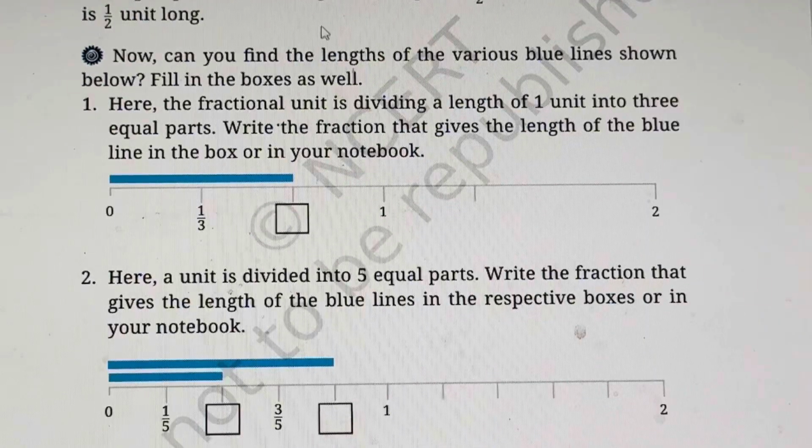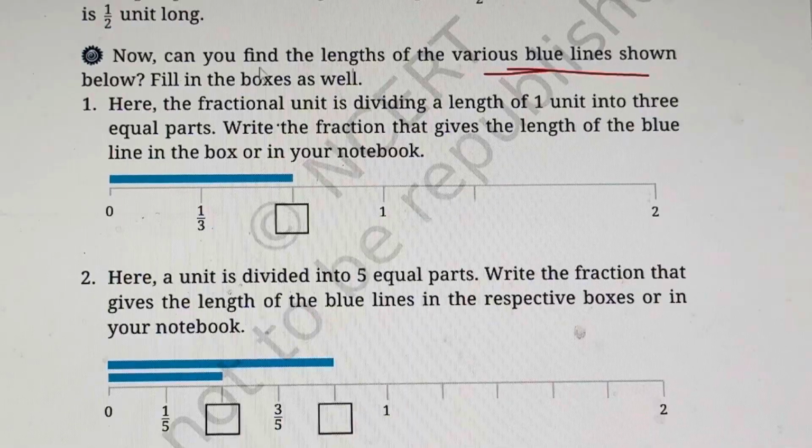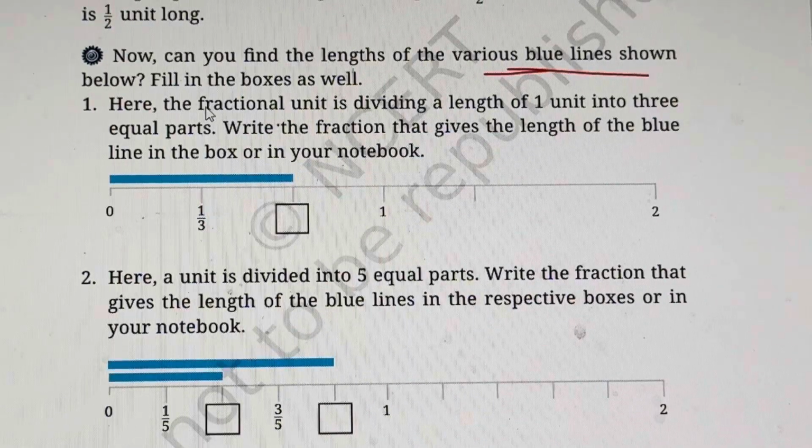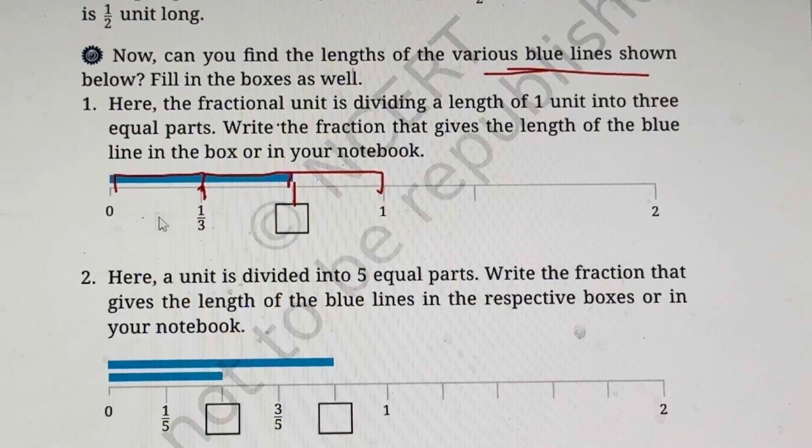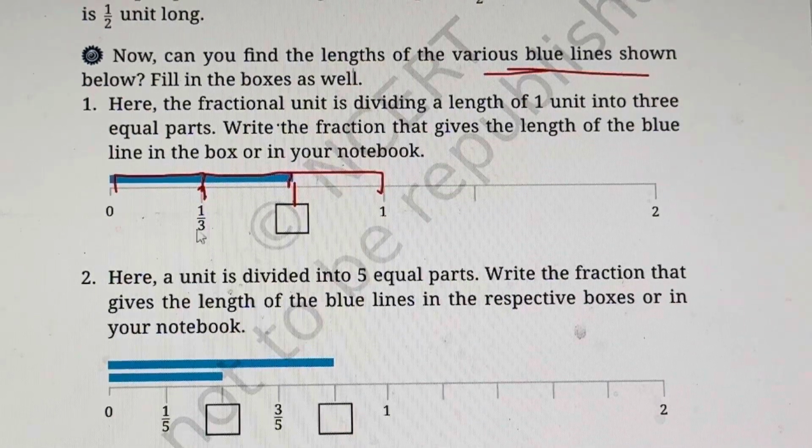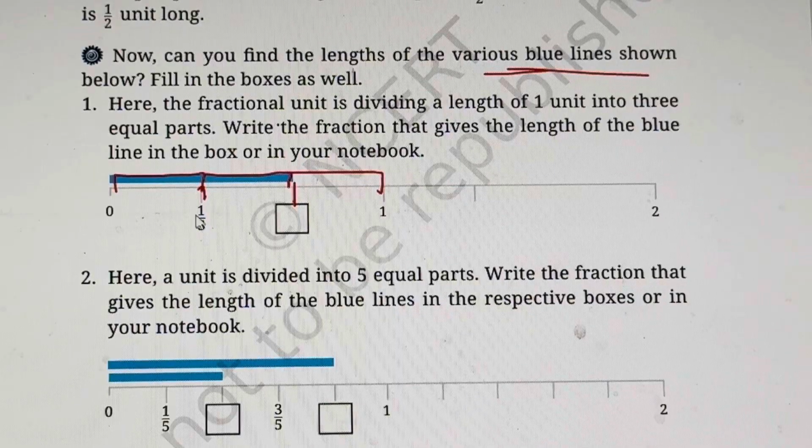Now can you find the length of the various blue lines shown here? Fill in the boxes as well. So if we see the first case, the fractional unit is dividing. So this is 0 and this is 1. So it is divided into how many parts? First we need to find out. So there are 3 parts. This is one part, this is second part and this is third part. That's why the denominator is written as 3. It is divided into 3 equal parts.